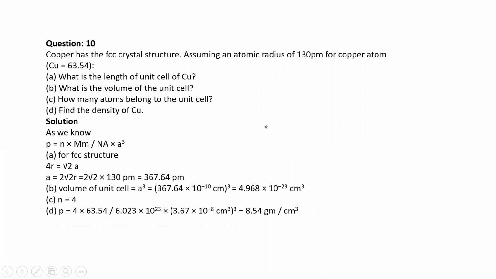Copper has an FCC crystal, assuming an atomic radius of 130 picometers for the copper atom, and the copper mass is also given, that is 63.54. You can take it as 63.5 also, it's not a problem. Now, in the first question, they have given only the atomic radius, 130 picometers, and from that they are asking what is the length of the unit cell of copper, given that copper has an FCC crystal.